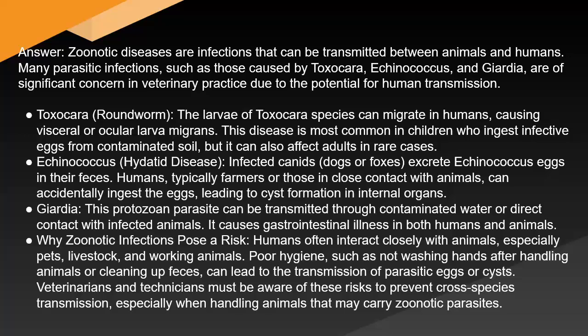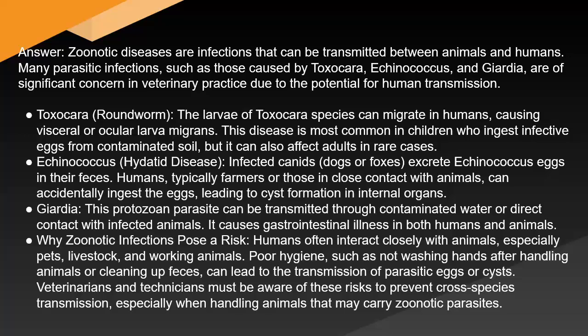Toxocara roundworm. The larvae of Toxocara species can migrate in humans, causing visceral or ocular larva migrans. This disease is most common in children who ingest infective eggs from contaminated soil, but it can also affect adults in rare cases. Echinococcus hydatid disease.